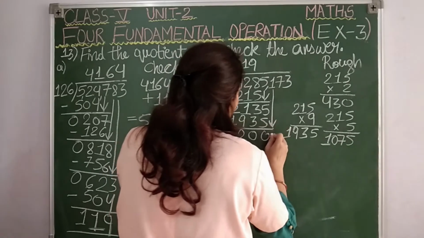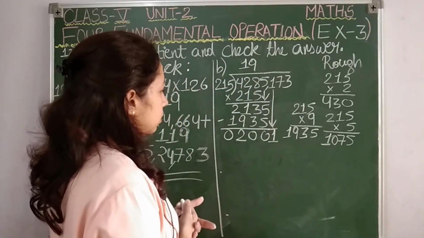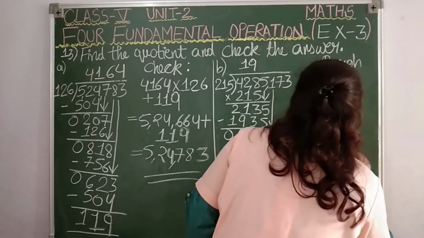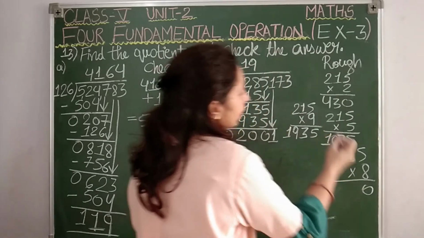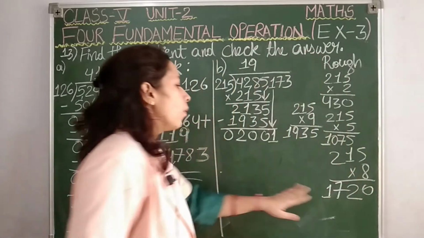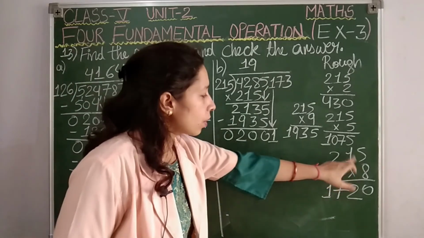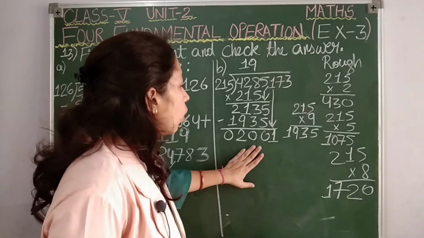Okay, then ones are 2001, na? Let us try 215 8s are, 8 5s are 40, 8 1s are 8, 9, 10, 11, 12, 8 2s are 16, 17. See students, 1722. Yeah, but we want 2001.